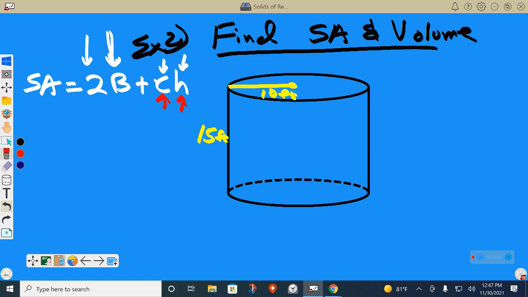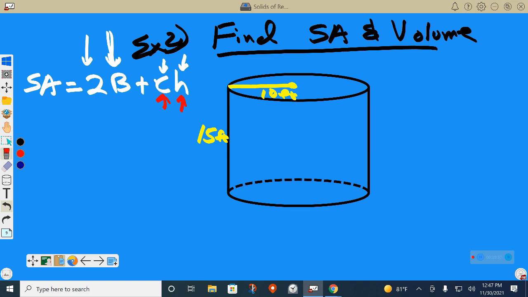Look at the length of the rectangle. It's going to wrap around the circle. So the length is actually the circumference of the circle because it wraps around the circle. Look at that. It's wrapping it around. So this rectangle, the length is the circumference, the height of the cylinder.